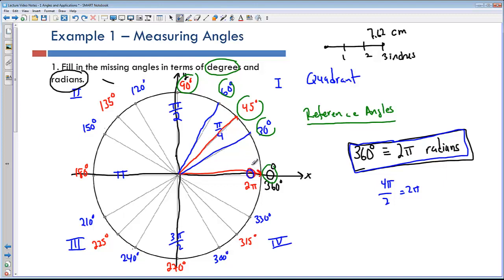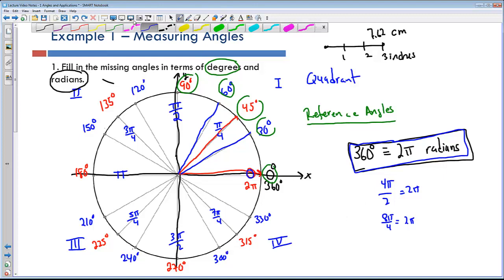So 0, 1 pi over 4, 2 pi over 4, 3 pi over 4, 4 pi over 4, it checks. 4 pi over 4 is pi. 5 pi over 4, just counting pi over 4s. 6 pi over 4, which checks because it reduces to 3 pi over 2. So from 6 pi over 4, we go to 7 pi over 4. That's this angle here. And you add another pi over 4, and you get 8 pi over 4, which notice that checks because 8 pi over 4 is 2 pi.